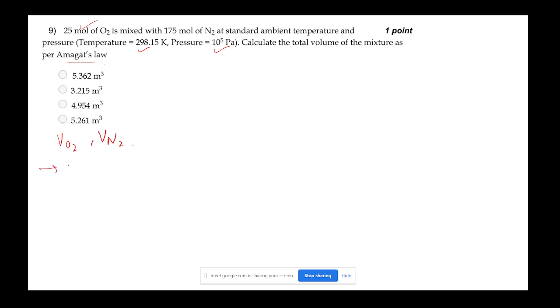So let's calculate that. Pressure is constant for both. So PVO2 equals to nO2 RT. So volume of O2 is nothing but nO2 RT by P. If you put up the values, what comes out is 25 into 8.314 into 298.15 temperature divided by 10 raised to 5 pascals. So volume of O2 is nothing but 0.619 meter cube.